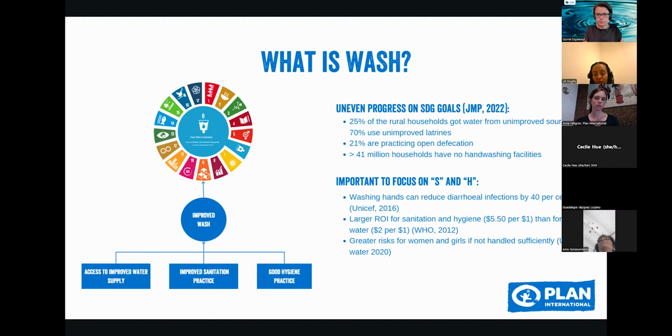Another aspect to consider is that there is a greater risk for women and girls if sanitation and hygiene is not handled properly, which will expose them to gender-based violence and other health-related problems. So then, why is the sanitation and hygiene component of WASH ignored or not practiced as much as water? So over to you, Anna.